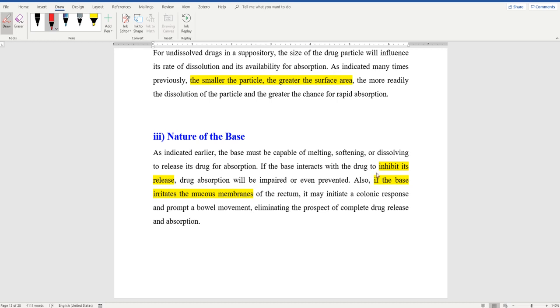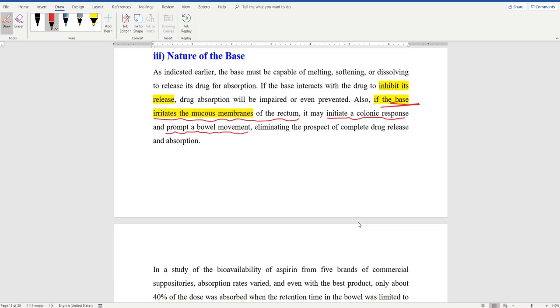It's very important that the base does not inhibit the release of the drug, and also that it does not interact negatively with the drug. Also, it's very important that the base does not irritate the mucous membrane of the rectum, as with glycerinated gelatin. Why? Because they may initiate a colonic response. They affect the colon. And when the colon is affected, what happens? It gets irritated. It will promote a bowel movement. Therefore we get evacuation of the content of the rectum. So I will lose the suppository and the drug before it can give any effect.